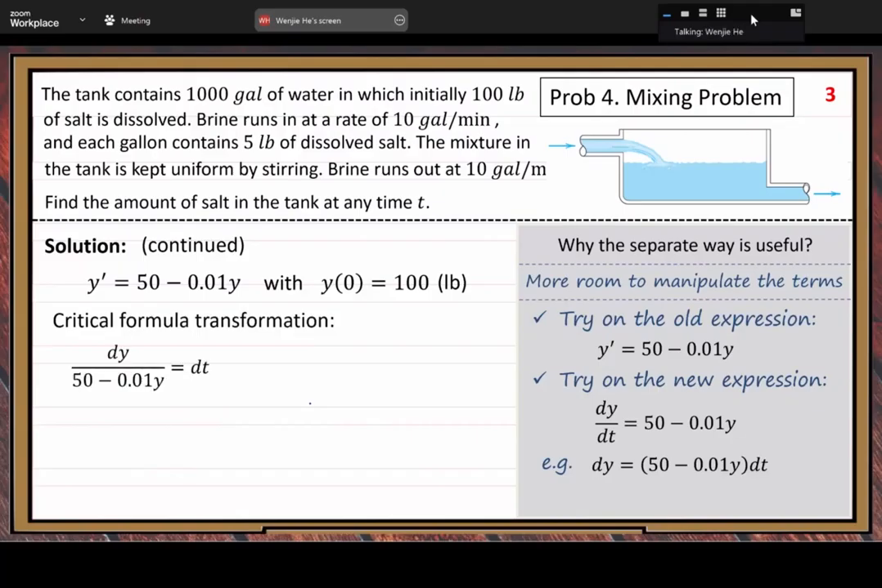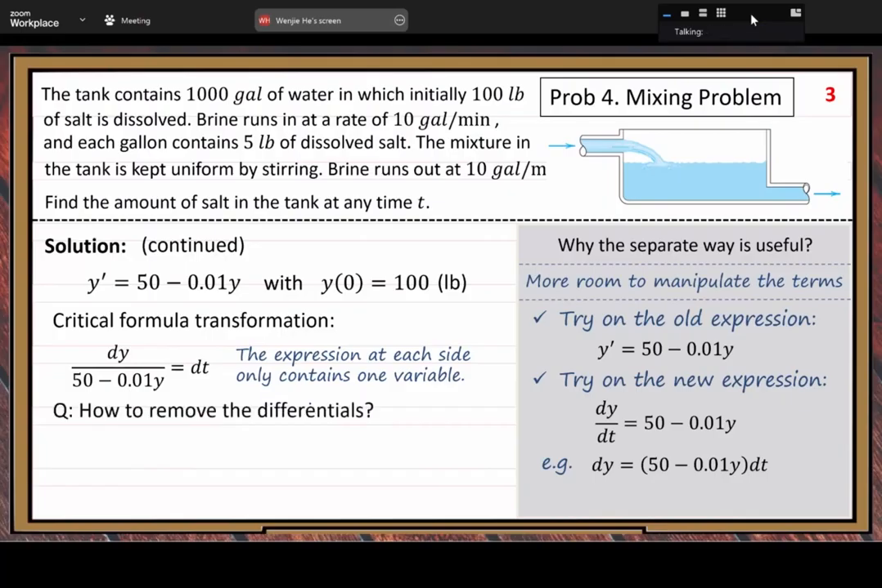Critical formula transformation. This time, we put all the y terms on the left-hand side, all the t terms on the right-hand side. That's the true separable form. Completely separable. Then we take the integral. We can find a solution. With one variable, we have the confidence to handle one-variable expressions.